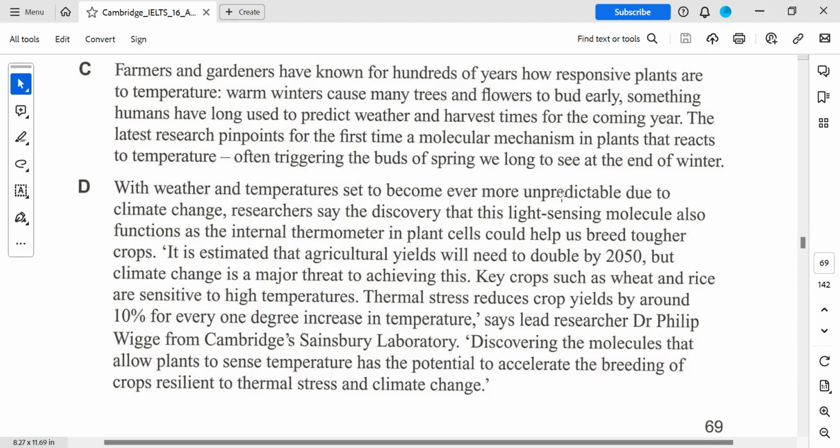Okay. Due to climate change, researchers say they discovered that this light sensing molecule also functions as this, which is all positive, positive, positive. Good future. Help us breed tougher crops. It is estimated future. You understand? This is all about future. See the language. It's all future. Negative, major threat, negative. Okay, sensitive is negative. Reduces crop yields, negative. Okay, for every 1 degree something. Discovering the molecules has a potential future to accelerate, positive.